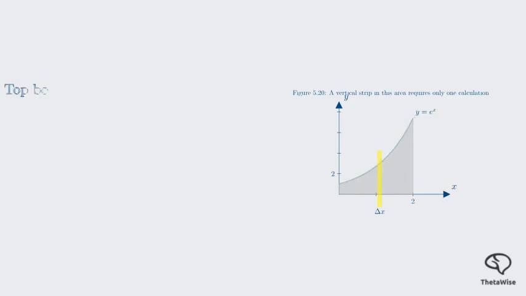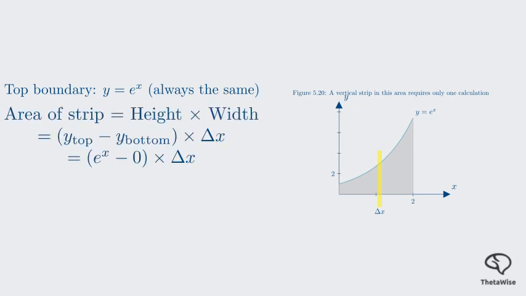Since the function that forms the top boundary of our strip never changes across the entire region, we only need to perform one single integration. The area of this strip is its height, y equals e to the x, times its width, which we call dx. We can express the height as top function minus bottom function, so it's e to the x minus 0. The integral for the total area would then be the integral from x equals 0 to x equals 2 of e to the x dx.